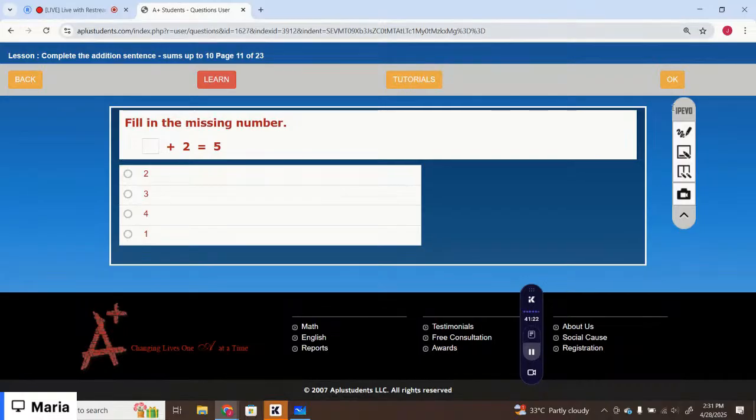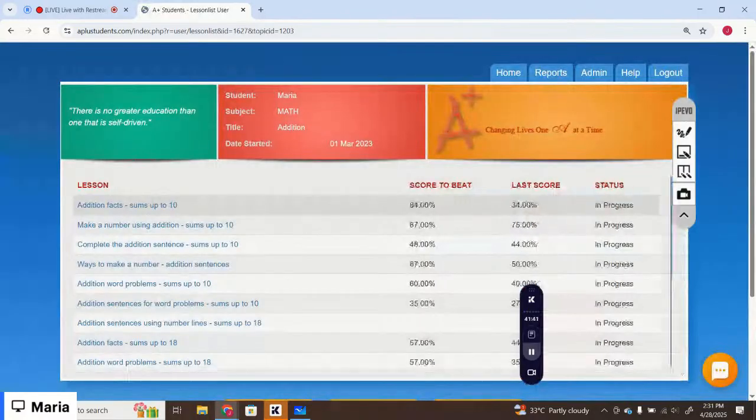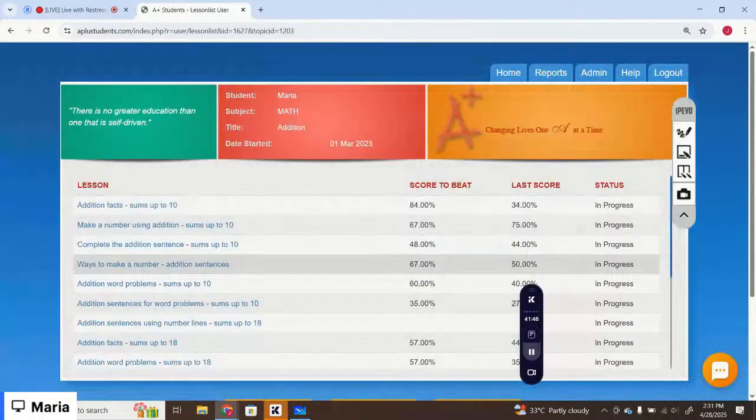Okay, you can complete the lesson by yourself later today. Let me just move on to the next lesson. The next lesson is ways to make a number addition sentences.